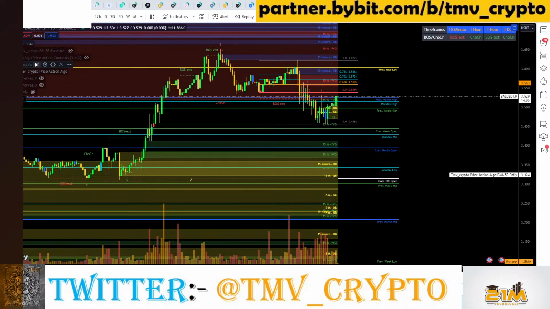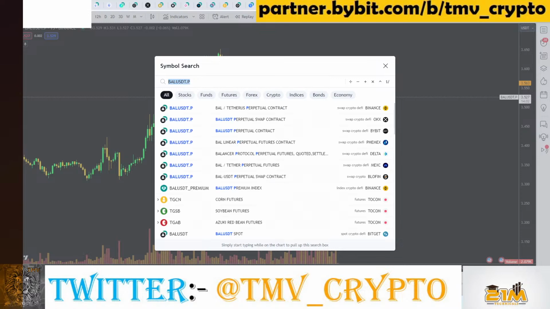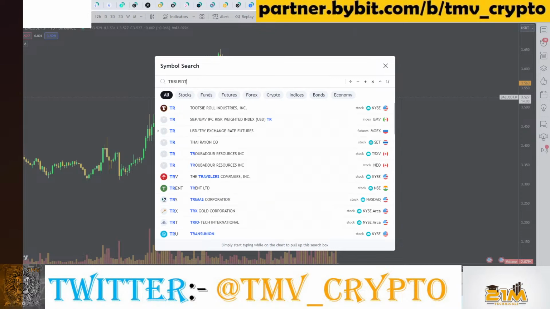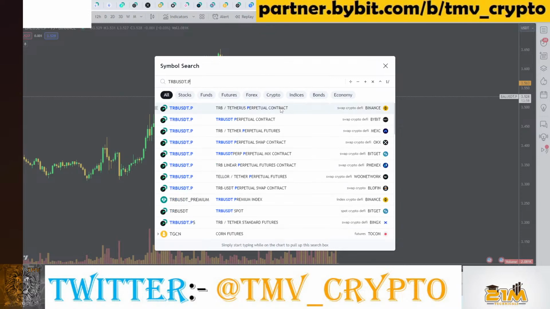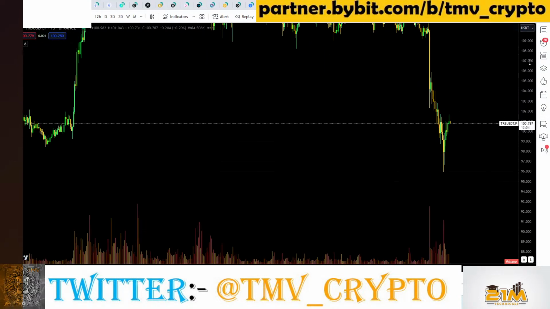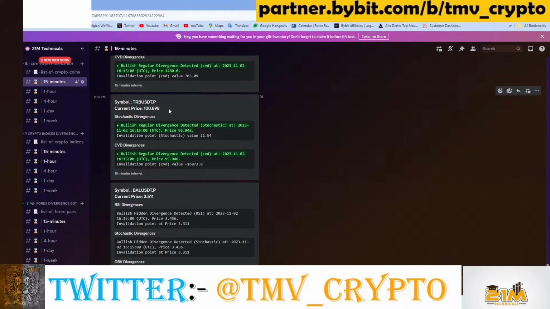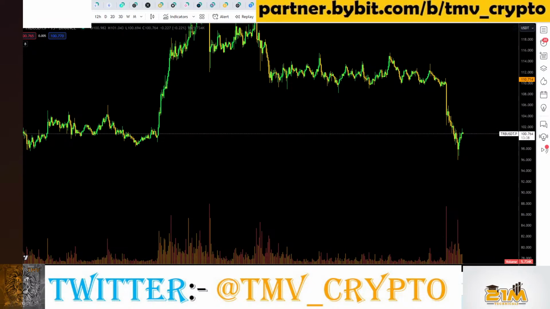This is our price action algo, a very accurate algo it is. Let's go to TRB perp on the Binance 15 minute chart. We go here, and at what time the divergence was detected: you see the divergence was detected on 2nd November 2023, 16:15. Price was at 95.948.